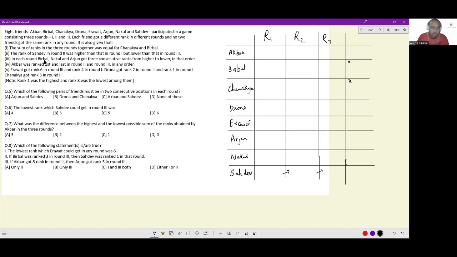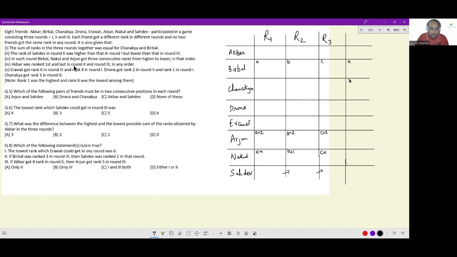Next, in each round, Birbal, Nakul, and Arjun got 3 consecutive ranks from higher to lower in that order. Which means if Birbal gets A rank, Nakul will get A plus 1, Arjun will get A plus 2. Similarly, in round 2, they can have B, B plus 1, and B plus 2. Similarly, for round 3, it will be C, C plus 1, and C plus 2. They will get 3 ranks from higher to lower in that order.